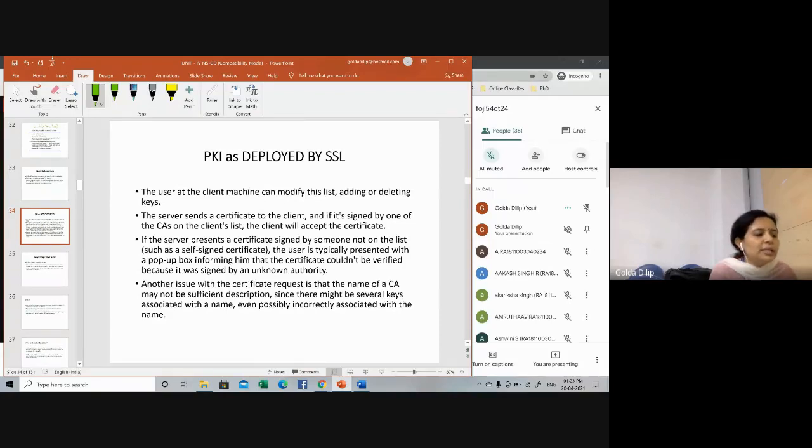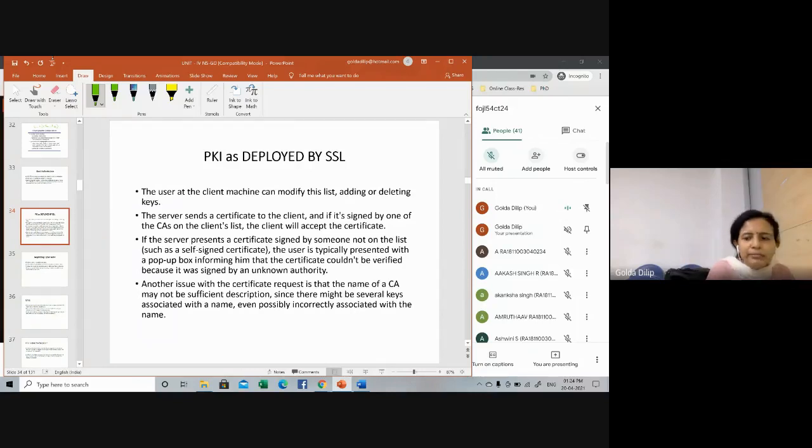In case the server presents a certificate which is not from a trusted source, you always have the provision to reject it. Another issue is the certificate request. The name of the certificate signing authority may not be a sufficient description, so instead you can send hashes of the public key. Rather than sending a single certificate, you can always send a chain of certificates. That's possible in SSL version 3 as well as in TLS.